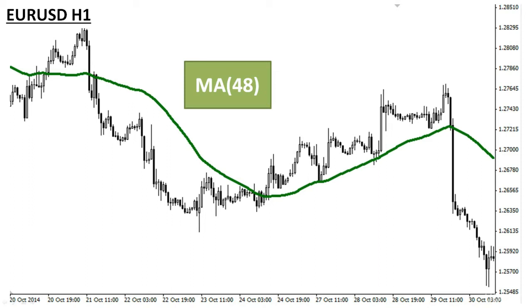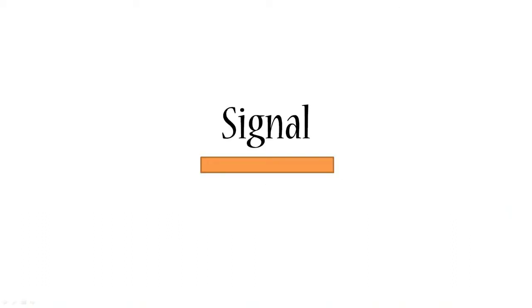So how can you use the moving average in your trading? There are several methods of using the moving average, but we'll look at the 2 main ones and the 2 most simple, straightforward, and most frequently used methods. So the first one is using the moving average as a signal generator.